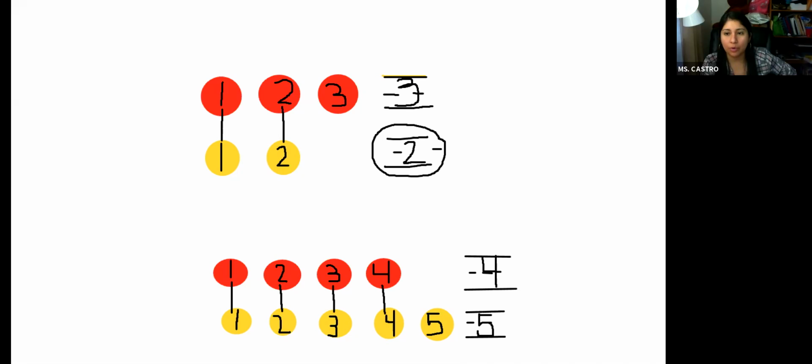So the number that we wrote on the line, boys and girls, that's the number that we're going to circle. So the number 4 is the number that we're going to circle since that number is less.